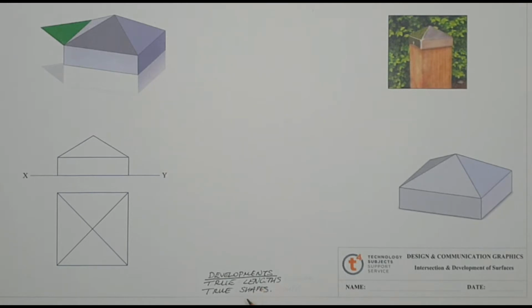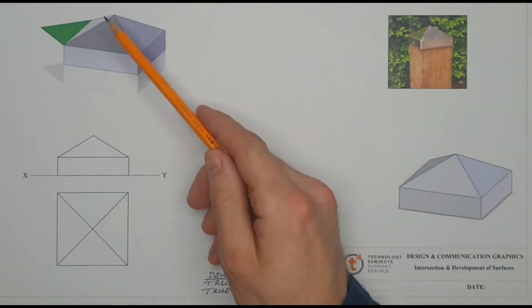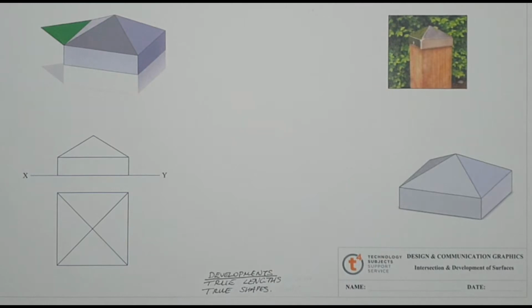So, keeping true lengths and true shapes in mind, we're going to approach our first question here, and in this question we are asked to draw the complete surface development of the cap, keeping the number of joints to a minimum. So right here is a piece of an aluminium cap that will be put on a post, as shown here in the image. A single piece surface development.